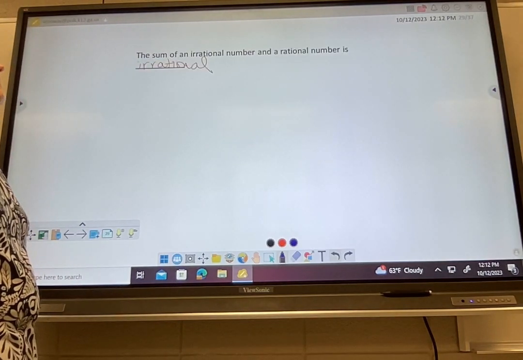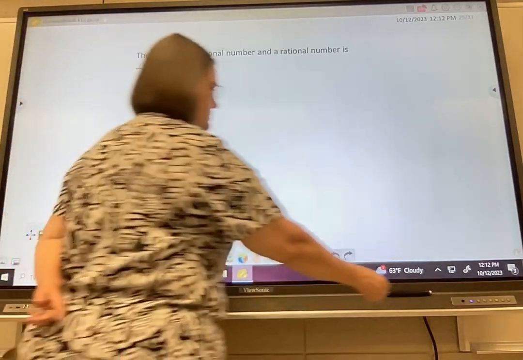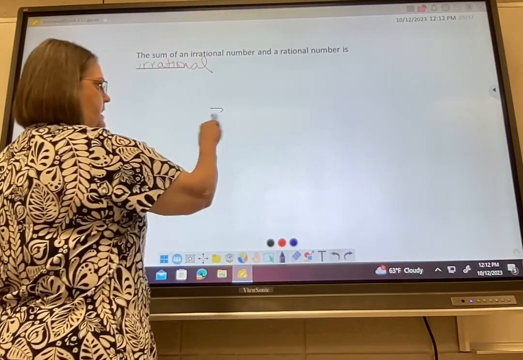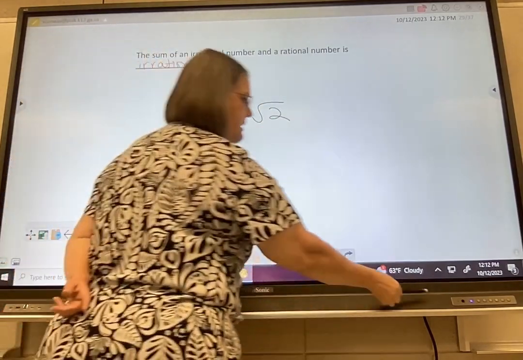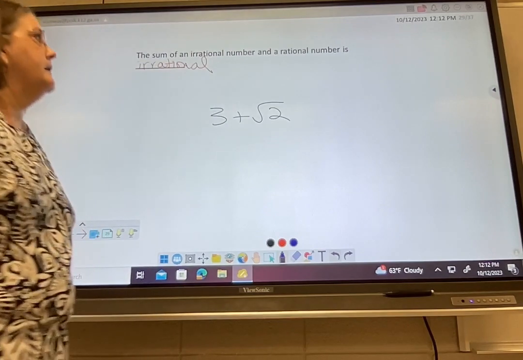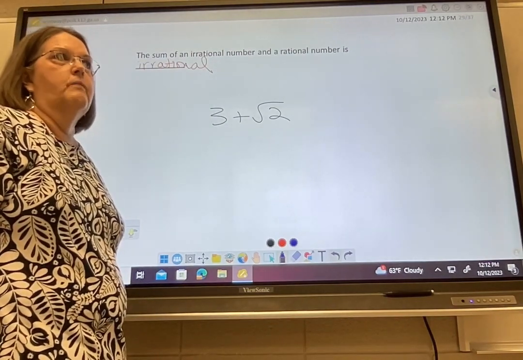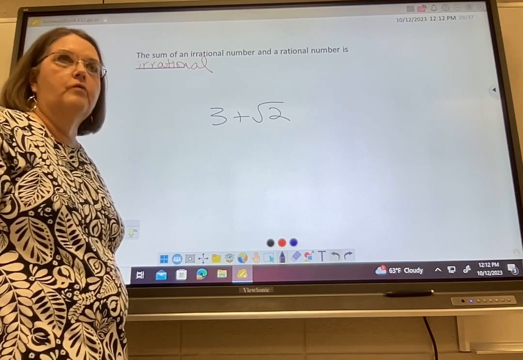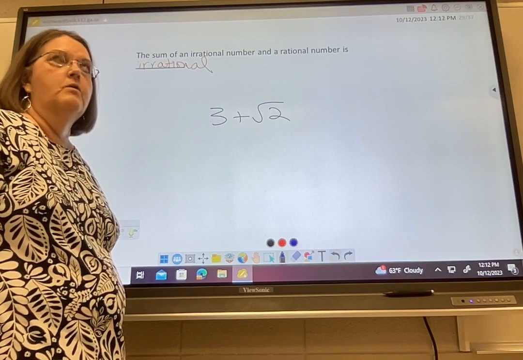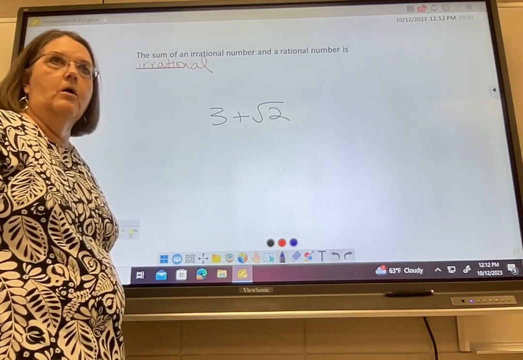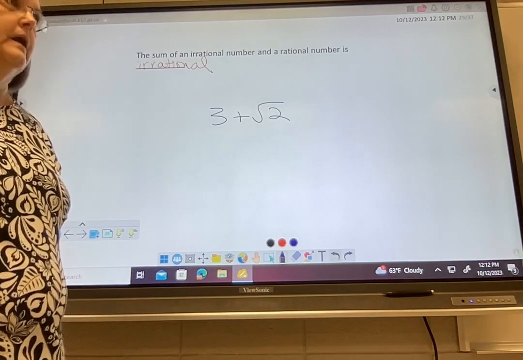Now, the sum of an irrational number and a rational number will always be irrational. So 3 plus the square root of 2, you can't put that together. It won't magically become rational. It is irrational. And when you're doing sums, an irrational number will always trump the sum. Remember the example that I gave you about it having all the power? When I add an irrational with a rational number, it's going to be irrational.